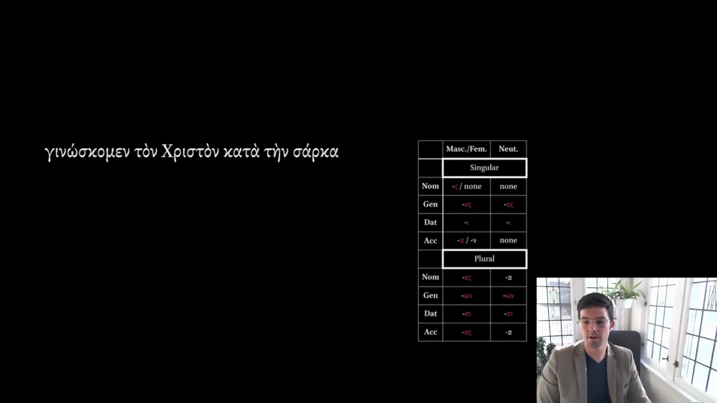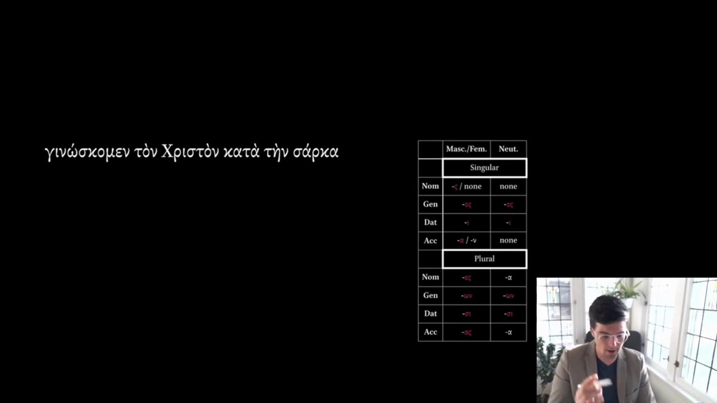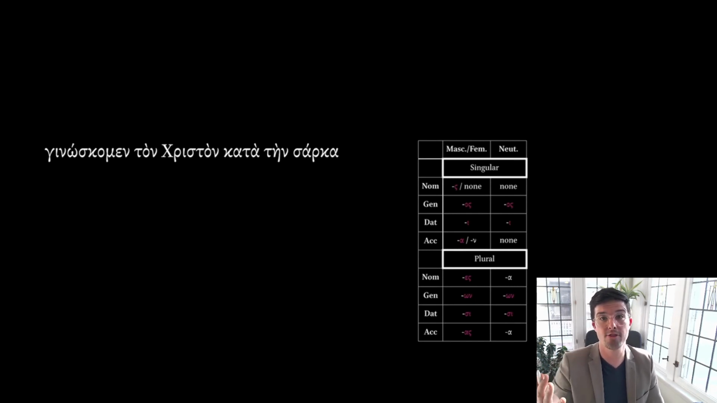So what we're going to do to close out here is 3 different short examples. We're going to pay particular attention to the third declension forms in these sentences. So I'm going to read it for us, and then I'm going to ask you to pause and identify which the third declension noun is. Genoskamen, ton, Christon, kata, tain, sarka. So which word here is the third declension noun?